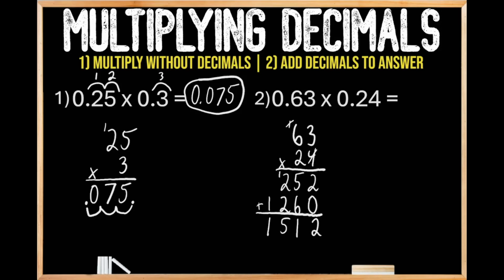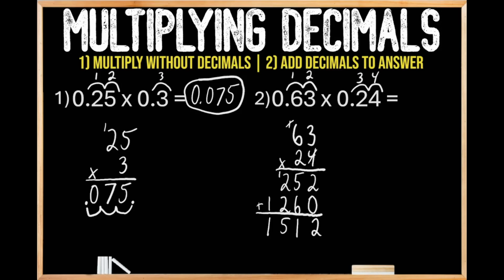And now we're ready to move on to step number 2, where we're going to add the decimals back into our answer. So just like with the first problem, in order to figure out the placement of our decimal here, we're going to see how many digits we had to the right of the decimal in our original problem. So for the first decimal, we had 1 and 2 digits to the right of the decimal place. And then for the second decimal, we had 1 and 2 digits once again to the right of the decimal place.